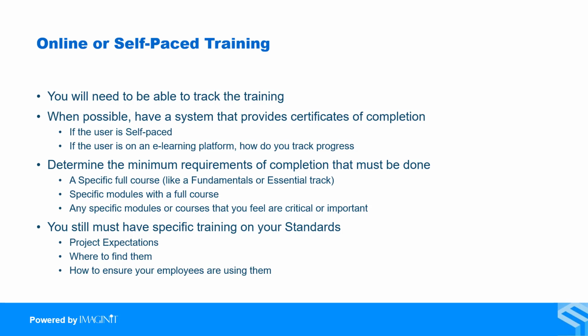Next thing is determine the minimum requirements of completion that must be done. If you need them to take a specific course like a fundamentals or essentials course or track, which includes multiple courses, make sure you outline that. If you only need them to do specific modules within a full course, specify that. And if there are any specific modules or courses that you feel are critical and important. So for example, you may have someone take an AutoCAD fundamentals track, complete all that, and then there may be 2 or 3 pieces in an advanced class that you feel that they need to take, but they don't need to go through the whole advanced course.